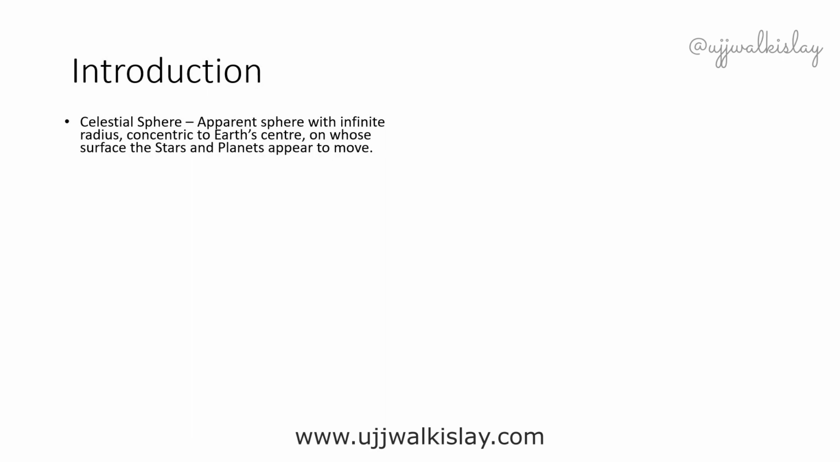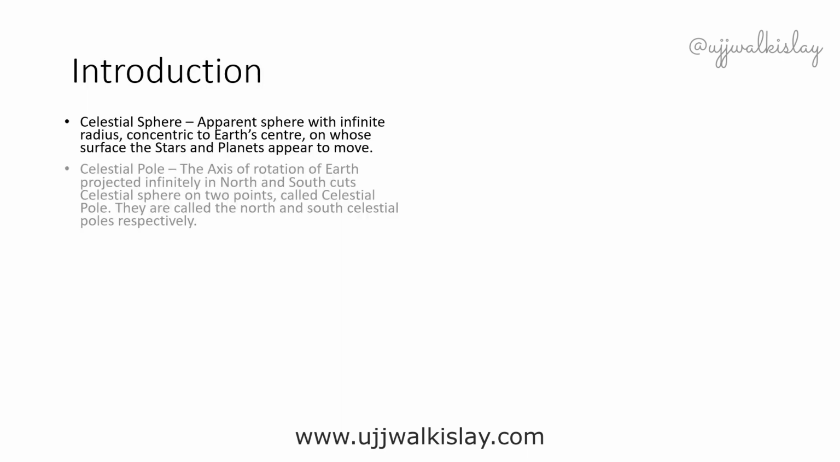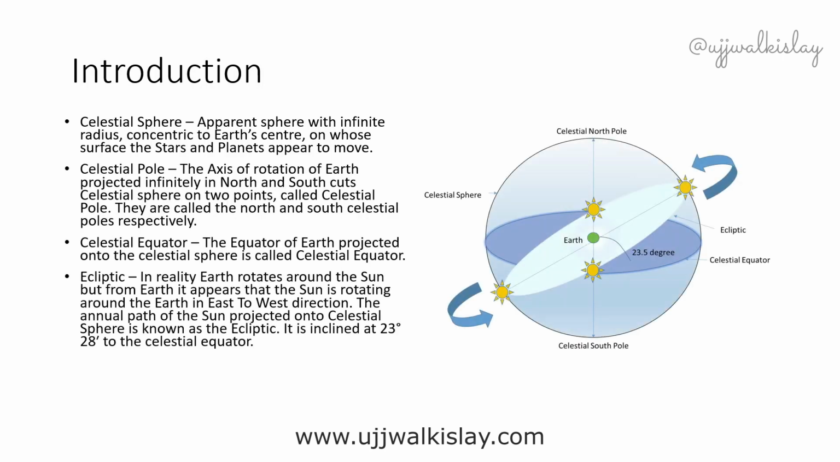To understand about solstice and equinox, we need to understand few basic terms. The first term that we need to understand is celestial sphere. As you can see in this diagram, this is our Earth. If we imagine a sphere concentric with the center of Earth but having an infinite radius, we get this celestial sphere. All the planets and stars appear to travel on the surface of this celestial sphere.